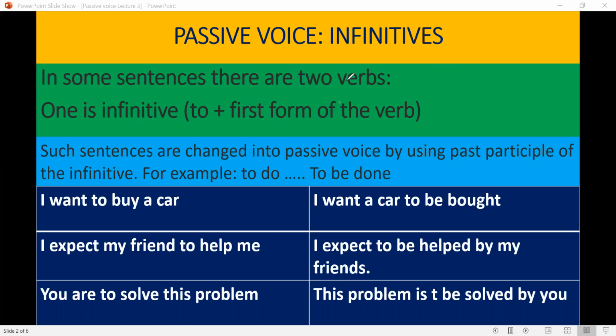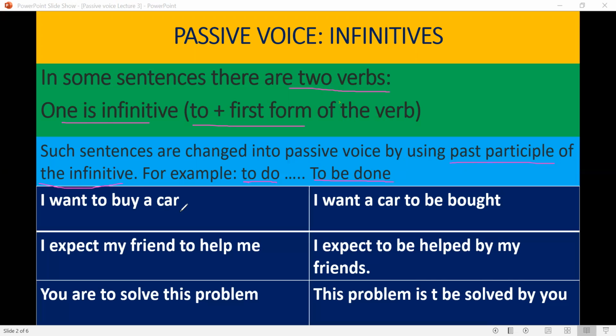In some sentences, there are two verbs, and one verb is an infinitive, meaning with to and the first form of the verb. Such sentences are changed into passive voice by using the past participle. Past participle means the third form of the verb. What is the past participle of the infinitive to do? The past participle is to be done.